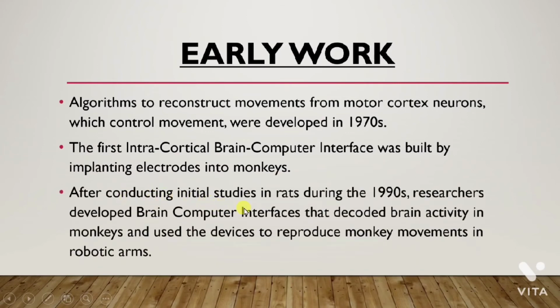After conducting initial studies in rats during 1990s, researchers developed brain-computer interface to decode brain activity in monkeys and use the devices to reproduce monkey movements in robotic arms. What this means is they have created the algorithms in 1970s, and in 1990s they have tested this interface whether it is working on the rats or not. After it shows some result on rats, they have started capturing the movements of monkey into the robotic arms. The robotic arms behave as the monkey's brain works.